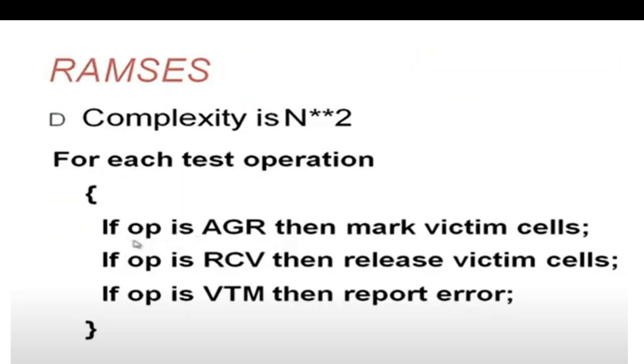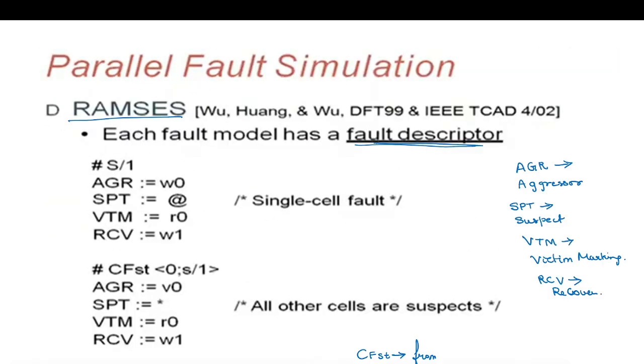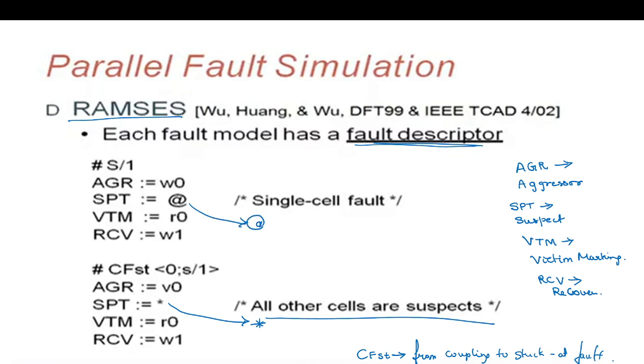It's from the coupling fault. So this asterisk represents all other cells are suspect, and this at the rate, which is a single cell fault, is for the same cell.